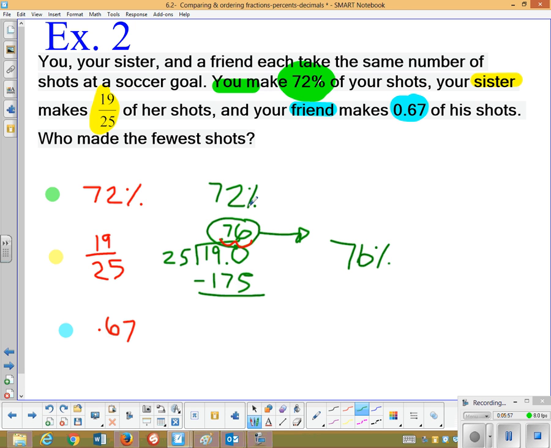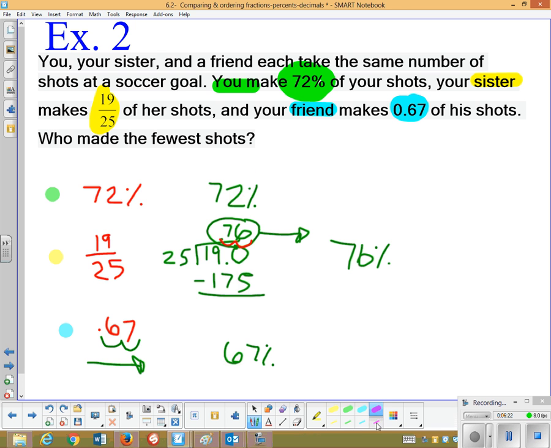Okay, so now I have 72% and 76%. That looks good because they're almost all the same kind. Now I need to make sure that this one is a percent. I'm going to move this one to the right because it's already a decimal. Very easy. We did a worksheet on this. If I want to make it a percent, just move the decimal to the right twice, and our answer will be 67%.